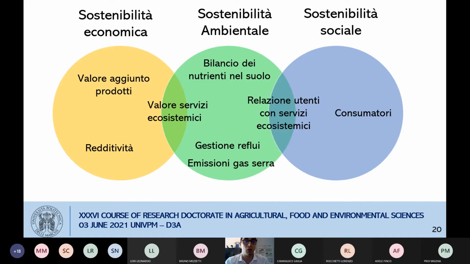È interessante notare come ci sono aspetti che vanno a raccogliere diversi aspetti della sostenibilità, in particolare il valore dei servizi ecosistemici, che è comune sia alla sostenibilità economica che alla sostenibilità ambientale, e la relazione degli utenti con i servizi ecosistemici, che è comune sia alla sostenibilità ambientale che alla sostenibilità sociale.